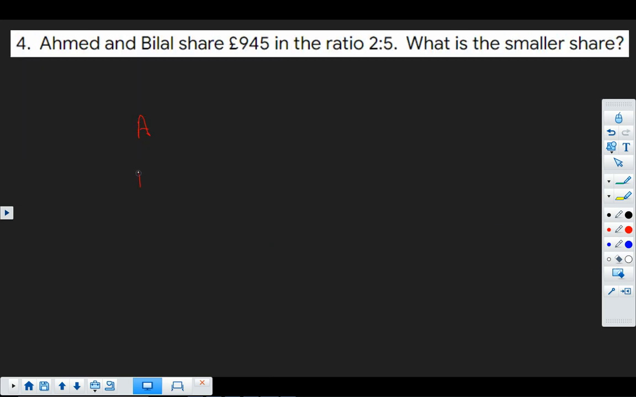Now, key to understanding any ratio question is to make sure that we have a clear diagram, and very important that these parts are equal. So there's Ahmed's 2 parts, there's Bilal's 2 parts. And so in total, we can see that we have 1, 2, 3, 4, 5, 6, 7 parts, and these total 945.